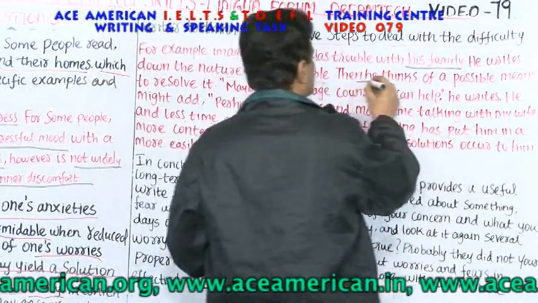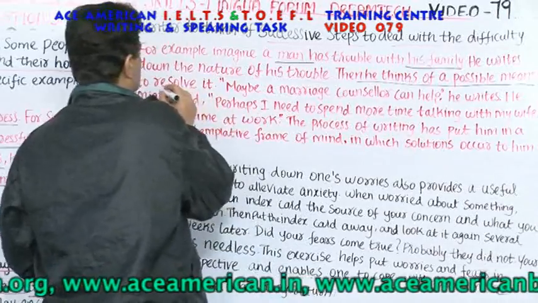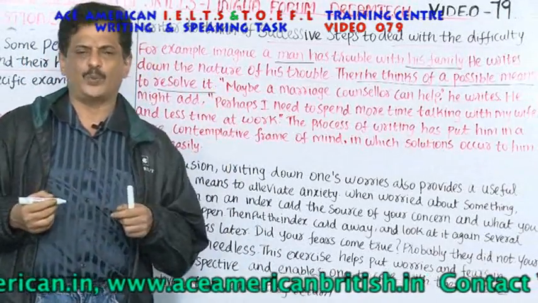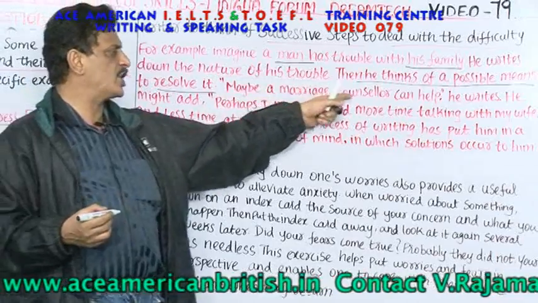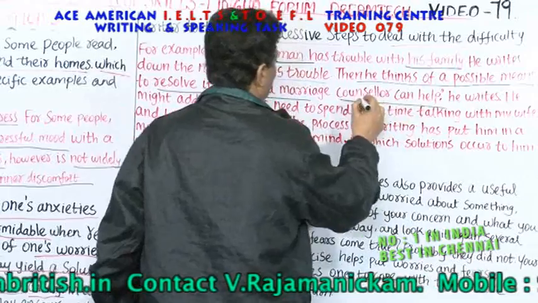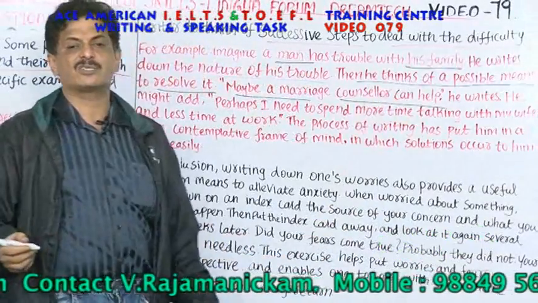Then he thinks of possible means to resolve it. Then he comes to a point, how can I solve it? Maybe a marriage counselor can help. So he goes for a marriage counselor. He writes in the paper. What does he write? So I cannot solve the problem.